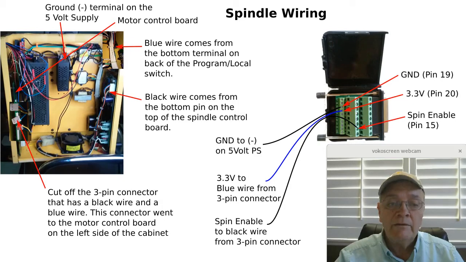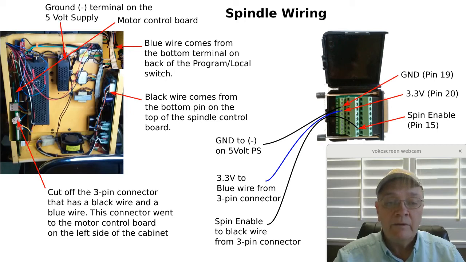Three connections are required. Connect the ground pin 19 on the DB25 connector to the ground minus terminal on the 5-volt power supply in the Dyna cabinet. Connect from 3.3 volts pin 20 on the DB25 connector to the blue wire from the 3-pin connector. Connect from spindle enable, pin 15 on the DB25 connector, to the black wire from the 3-pin connector.